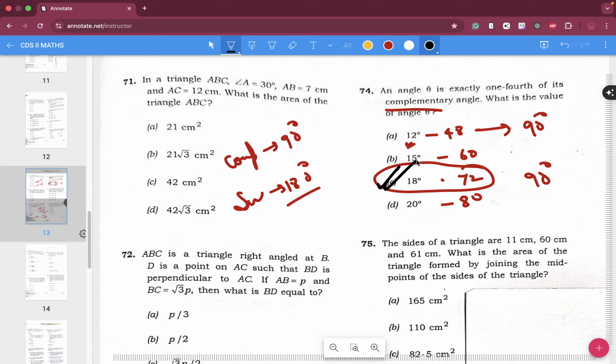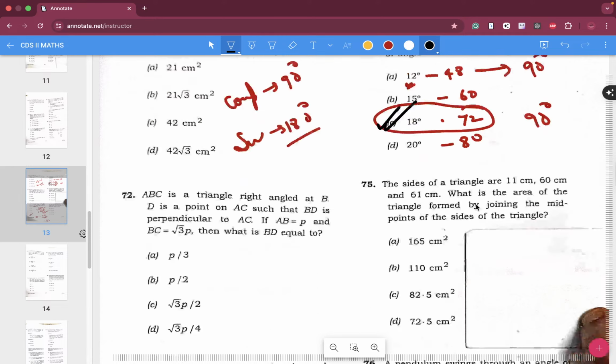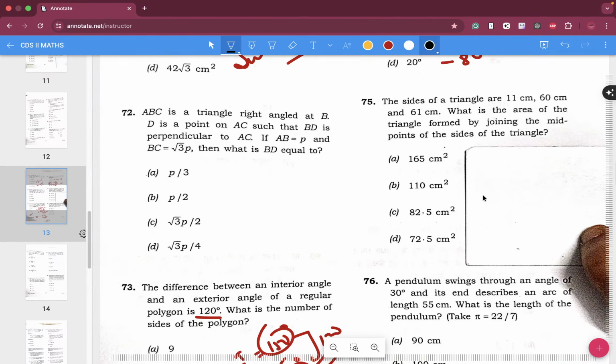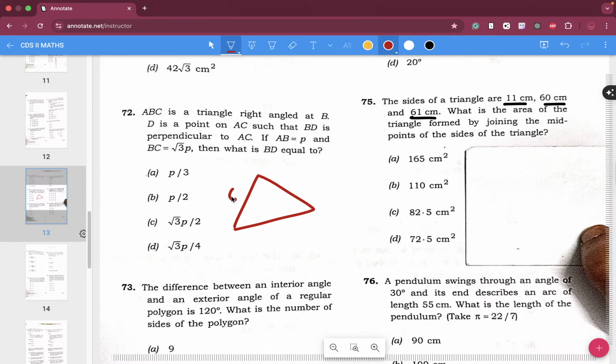Easy, right? If you do that, then it's easy. If you don't do that, then it's not easy. The sides of a triangle are 11, 60 and 61. What is the area of the triangle formed by joining the midpoints? So now this is the triangle, 61, 60 and 11. This is a scalene triangle.